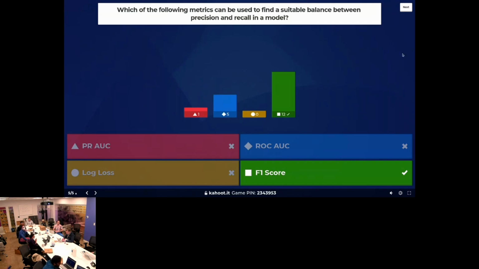So what's an F1 score? This is actually a part of the course that is exactly written. This is a combination of the precision and recall and makes the balance between the two. And that's why the F1 score is the right answer.